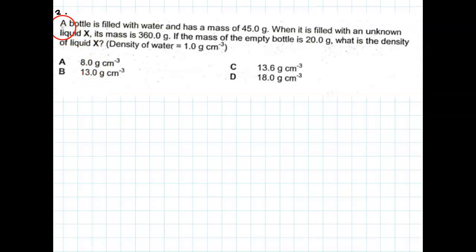Now you see, student, here a bottle is filled with water and has a mass of 45 gram. So we can draw a diagram. Here is a diagram, that is a bottle. Sorry for the diagram. And here is a bottle of water, 45 gram. When it is filled with an unknown liquid X, its mass is 360 gram.